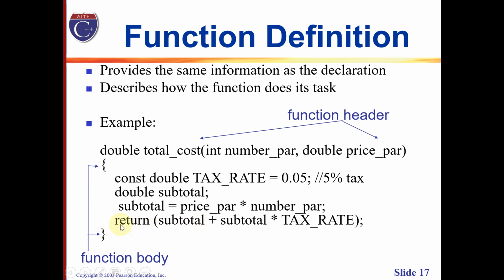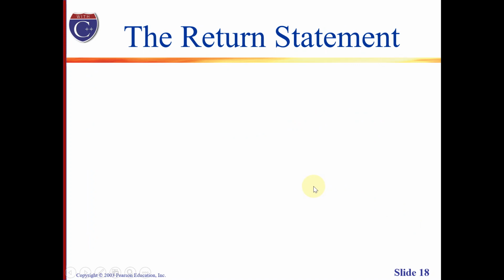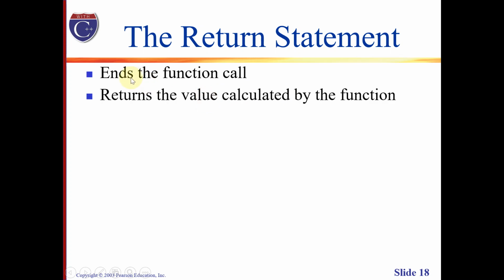Take note of this part. As you can see here, we have the return keyword and of course an expression which performs the following computation. So what does the return statement do? Whenever our compiler sees the return statement, it means that it is the end of our function call. Then it returns the value calculated by the function.